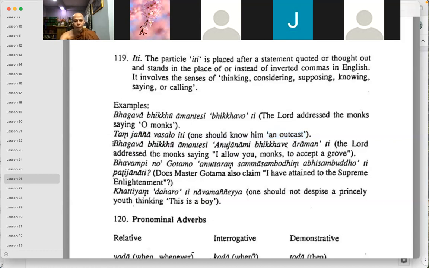And then, Bhagava bhikkhu amantesi, anujanami bhikkhave aramanti. Here amantesi is addressing. Okay, and then here: anujanami bhikkhave araman, after that the iti. It is dropped, only ti remains. So the Lord addressed the monks saying, I allow you monks to accept a grove, arama, a park or grove, in this way.